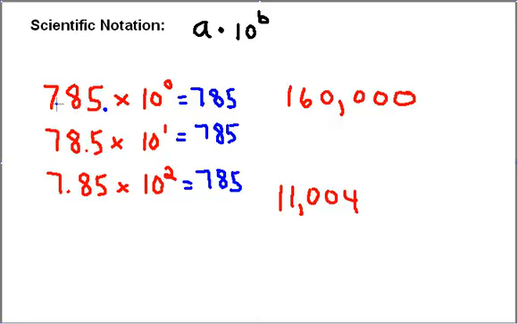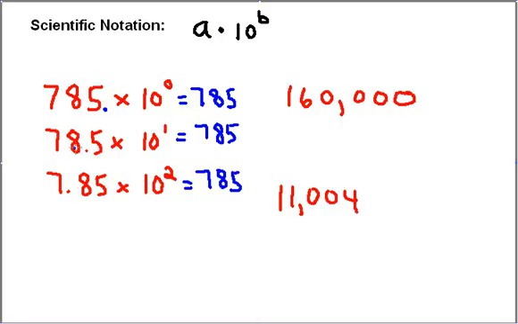We could have written it as 785 times 10 to the 0. We could have written it as 78.5 times 10 to the first, or we could have written it as 7.85 times 10 to the second. However, only one of these 3 here are actually in scientific notation. And you remember verbally what I shared with you. What did A have to be between?